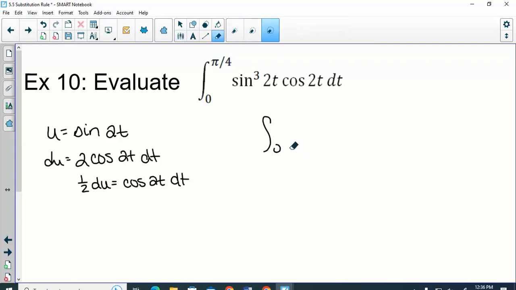So we went to set up this integral. Let's go ahead and change our limits. If you plug in a 0, 2 times 0 is 0, sine of 0 is 0. We plug in a pi over 4. 2 times pi over 4 is pi over 2. That's like 90. What's the sine of 90? 1.